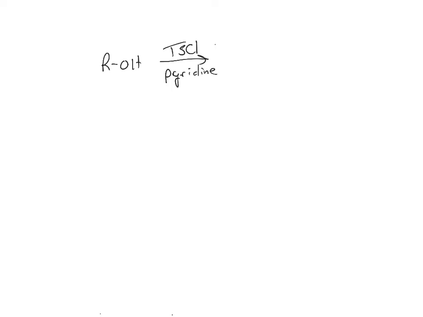And we need the pyridine there to help pull off a proton. But all this does is substitute the hydrogen for a tosyl group, a tosylate group, and get HCl. And the only reason we're doing this whole thing is because this becomes a very good leaving group. Okay, that's just the formation of tosylate. So that's just a setup for the rest of the reactions.